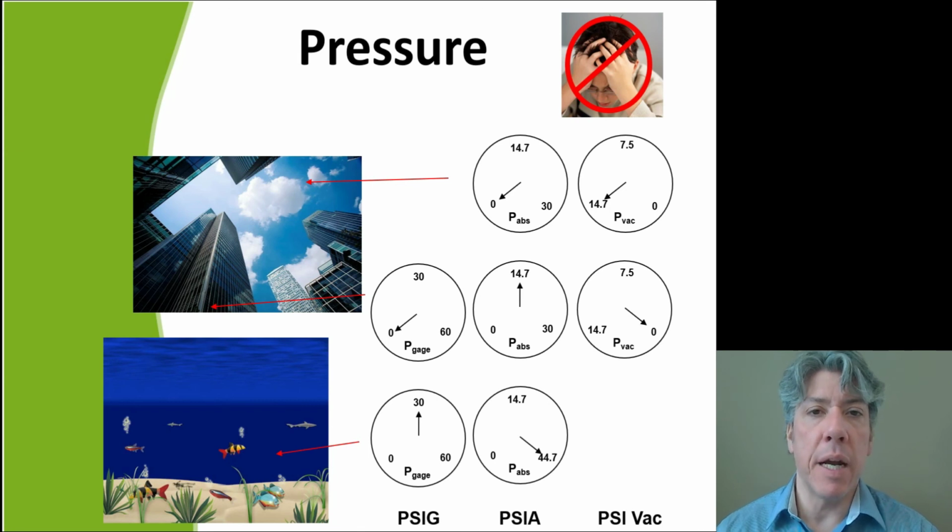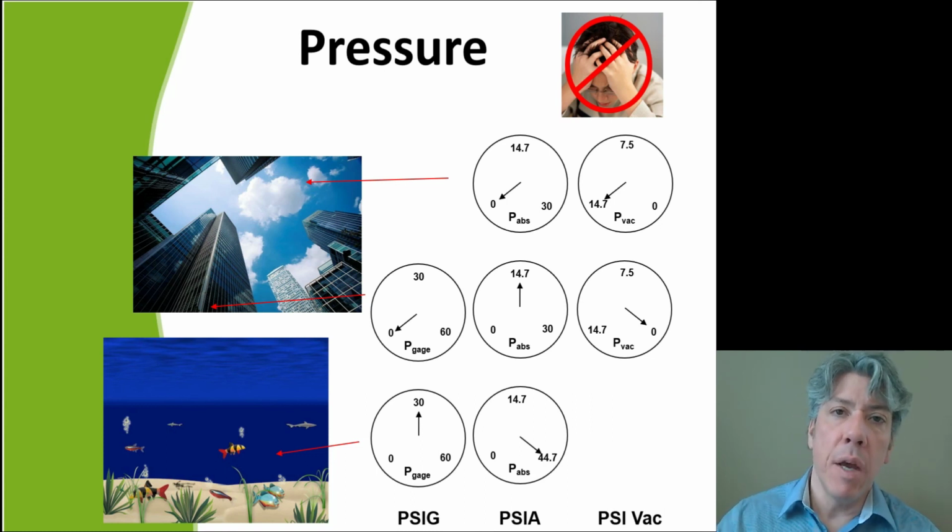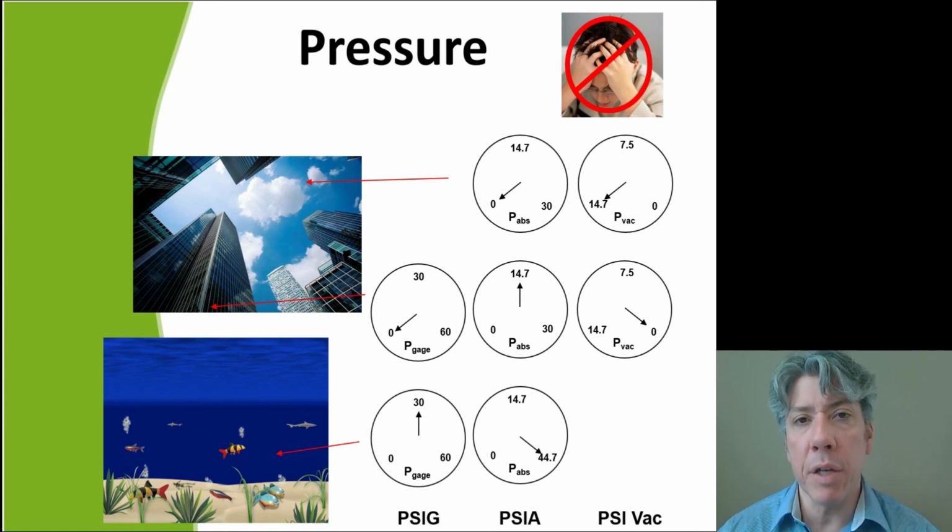If you were to try and measure pressure, say of your car tire, you would probably use gauge pressure. So you would take a gauge and you'd measure your tire pressure, and what you're really measuring is the pressure of that tire above and beyond atmospheric pressure.